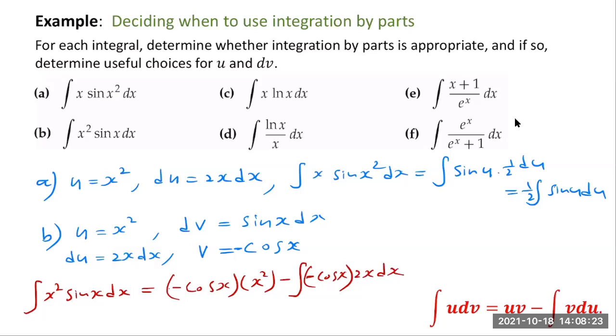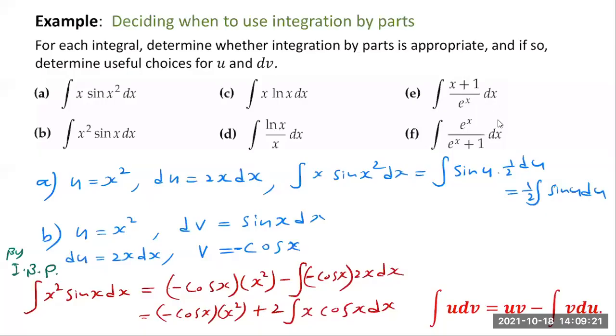2x times dx. Now I can simplify this a little bit further. Minus cosine x times x squared plus, I'm going to pull out 2. Here I have x times cosine x dx. Okay, that's what I get if I apply the integration by parts formula. By the way, make sure that you write "by integration by parts," okay? You're using this formula. So if you apply the integration by parts formula once, this is what you get.